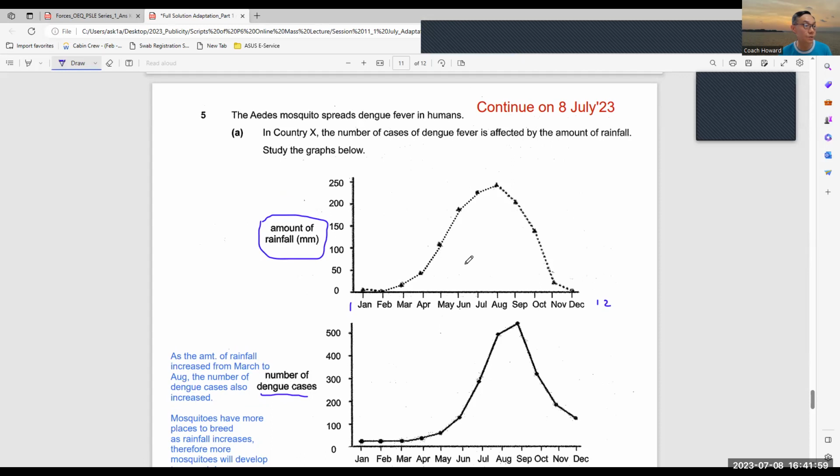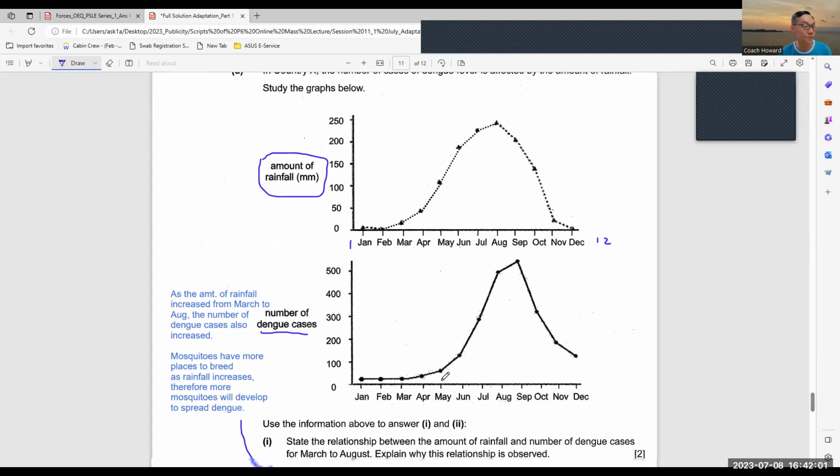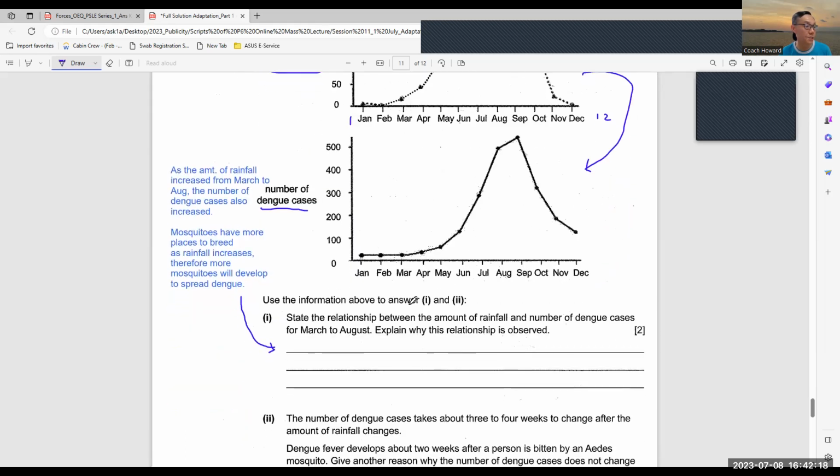Okay, so you can see this pattern, right? It's reflective of the number of cases. So this is called a cause and effect. So the amount of increased rainfall results in the increase in the number of dengue cases. So you must be able to form this idea. So they say to use the information above to answer part 1 and part 2.